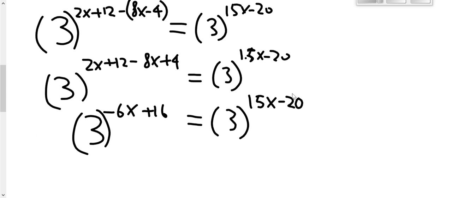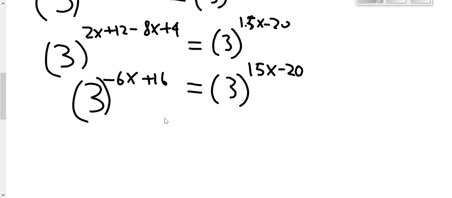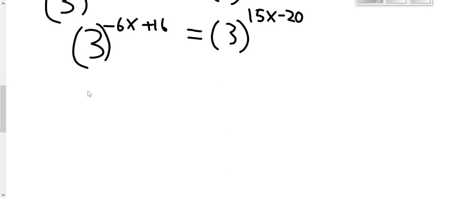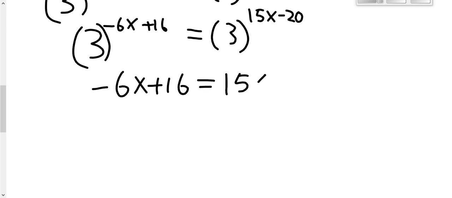Alright, now because we have the same base on both sides and also one base on each side, now we can drop the bases. Okay, so the exponent here must be the same as this. So drop the bases. Left hand side we have negative 6x plus 16 equals the right hand side 15x minus 20. Okay, so if I were you, I'd put all the x on the right hand side, because in that case that would give me a positive x.